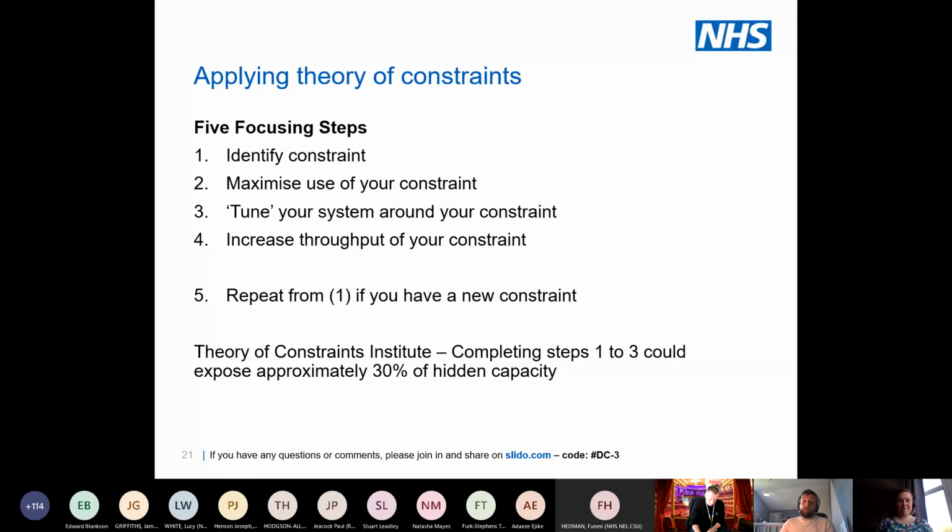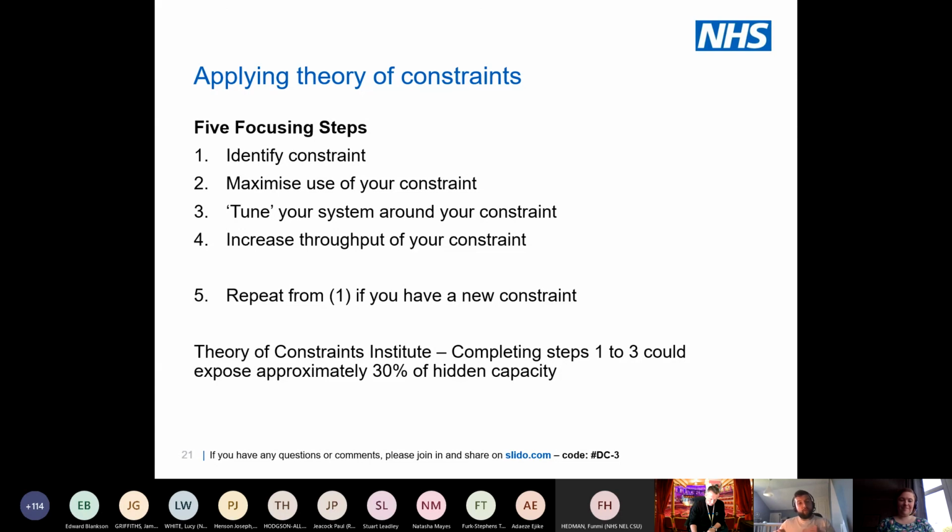And then the fourth step, and this is the one that tends to happen first, is you increase the throughput of your constraint. And that generally means putting money or time into the constraint to increase its capacity. So that might be buying a new machine, hiring a new consultant or nurse or doctor, or putting up a portacabin to increase your waiting room size, things like that. So it's increasing the throughput of that constraint.